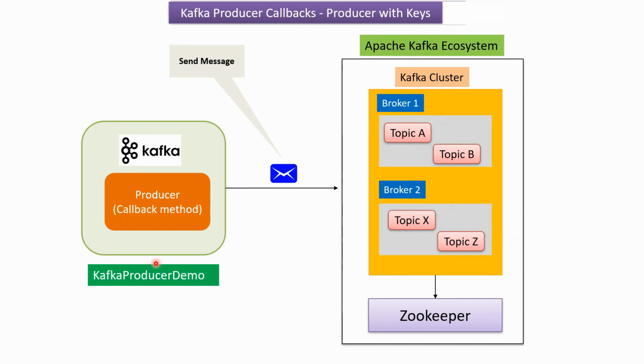And here you can see the Kafka Producer demo application, which is a Java application, and it has producer code which will send messages to a Kafka topic. Once the message is successfully posted to the Kafka topic, the callback method related to the producer will be called. In the callback method, we can print information like in which topic, which partition, and in which offset the message has been stored.